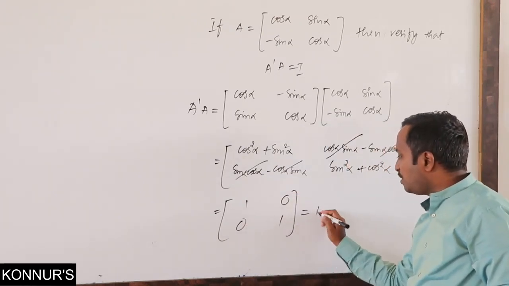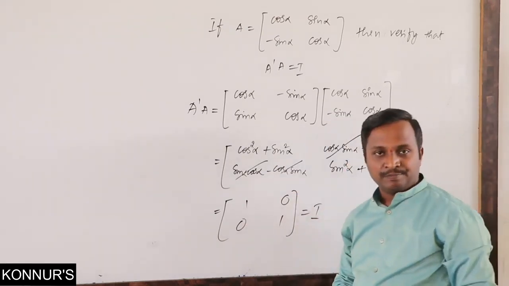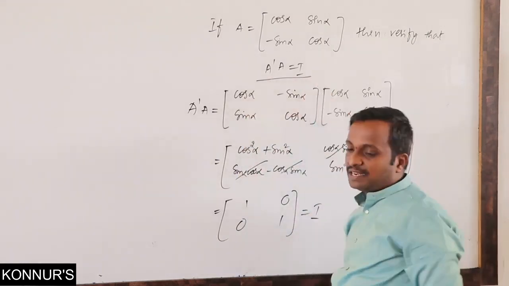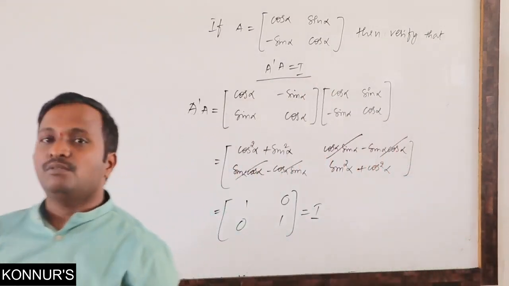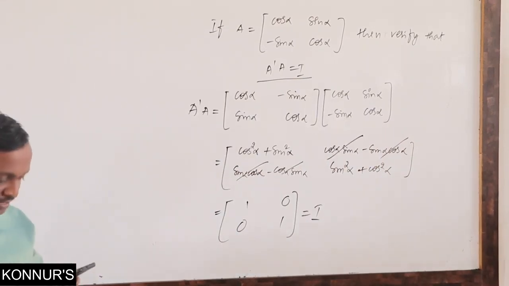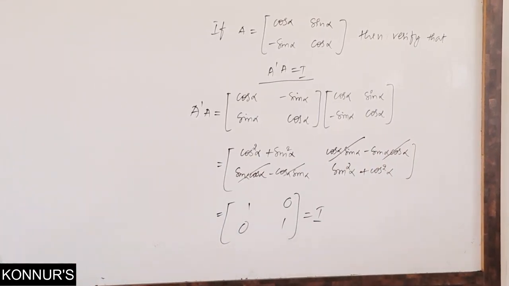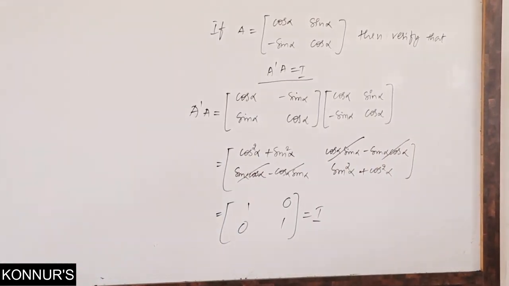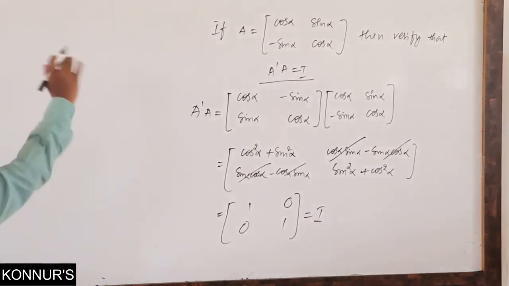So this is nothing but what? Identity matrix I. That's why verified. A dash into A is always equal to I. Sorry. Similarly, we can find one more, same, a little bit of change.